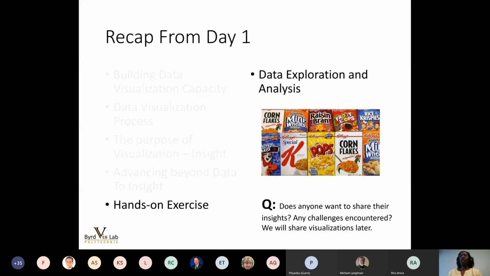So I cannot see the chat if anyone is typing anything. So Priyanka says that they did. Okay, excellent. They did continue to work with the data set, or did they find any insights? Not sure. Okay.